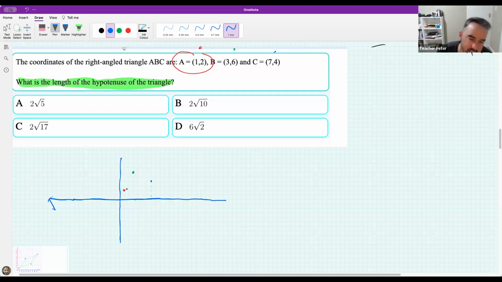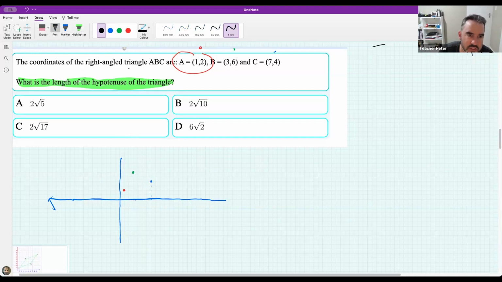Okay, now, if I look at this, I think I counted wrong. 1, 2, 3, 4, 5, 6, 7. 7 across. 2, 3, 4. No, that's fine. 1, 2, 3 across. 1, 2, 3, 4, 5, 6. So that's there, that's fine. 1 across, 2 up. Okay.